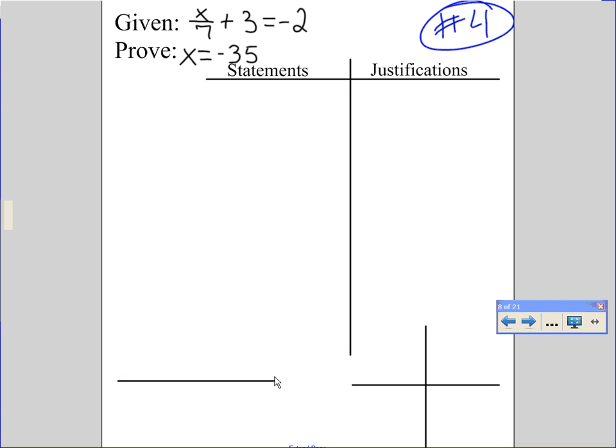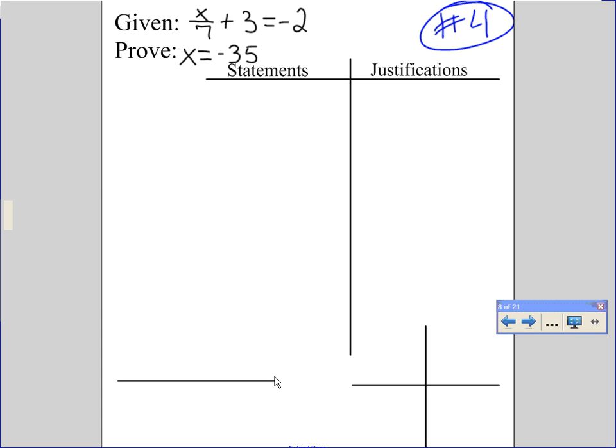All right, number 4, but it's the second one we're doing today. So flip over to find yourself a blank sheet of proof paper. This one is much shorter and I think a little bit easier than the one we just did. But you can tell me what you think when we're done. So x over 7 plus 3 equals negative 2 is what we're given. And then we need to prove x equals negative 35.